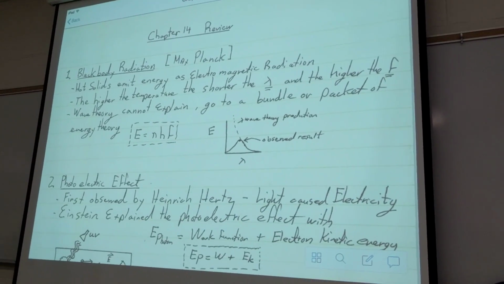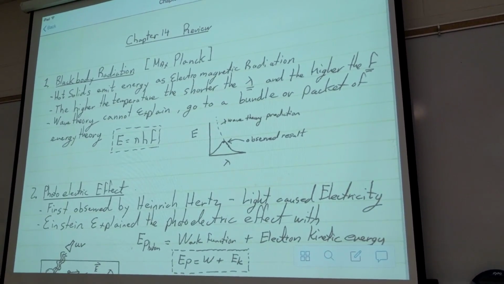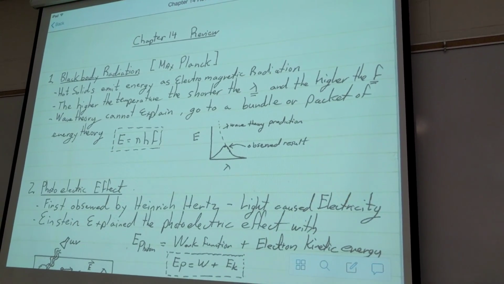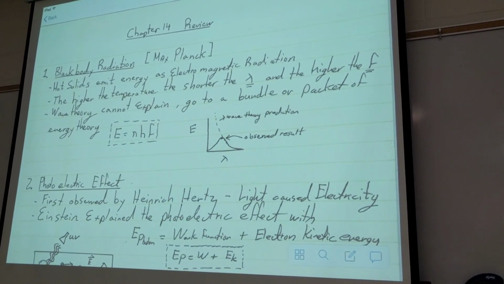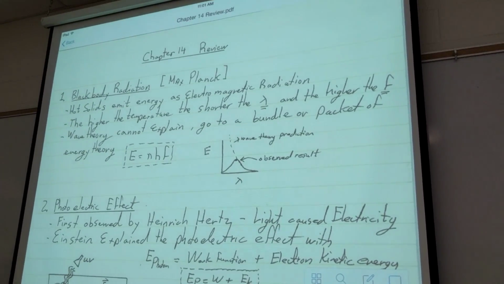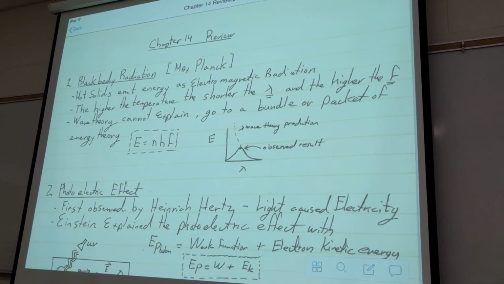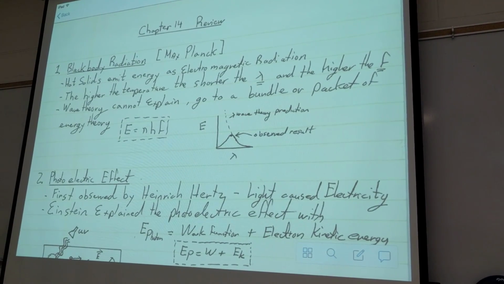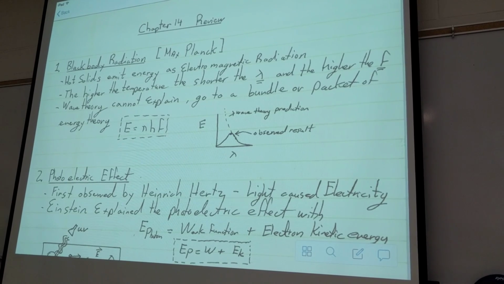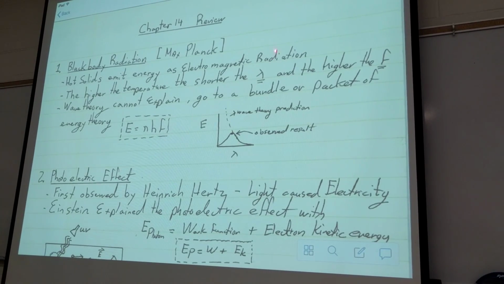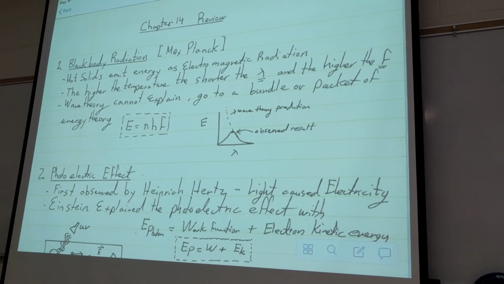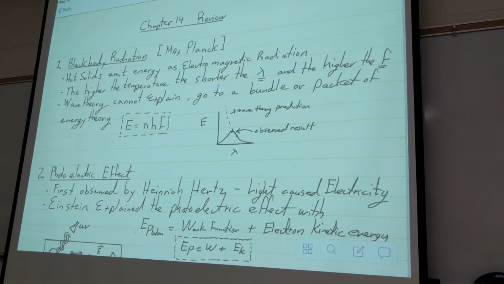We started chapter 14 with black body radiation. We met a fellow called Max Planck, right? A physicist trying to solve some problems. We're going to see him again in chapter 15. Anyway, hot solids emit energy as electromagnetic radiation. The higher the temperature, the shorter the wavelength, and the higher the frequency.